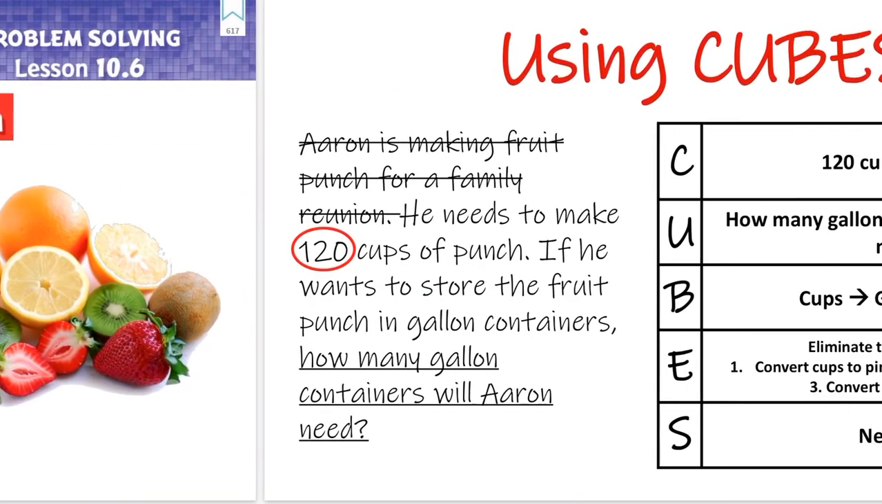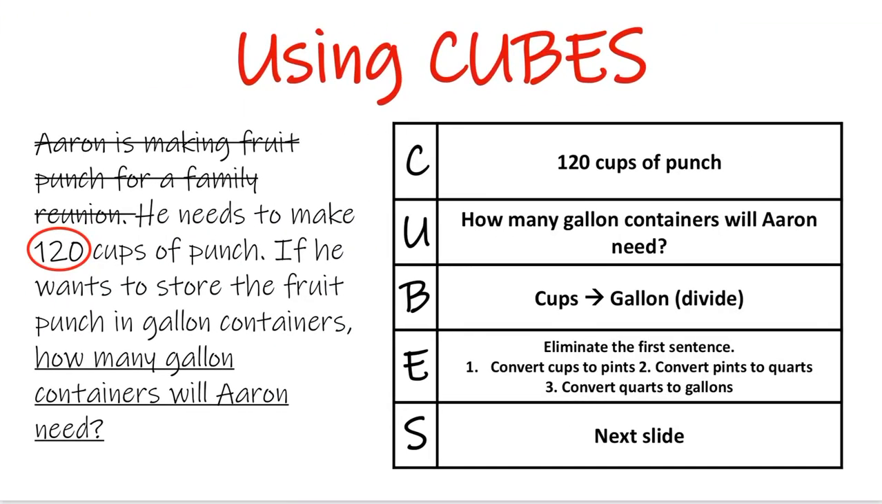Now, let's use CUBES. All right. So we're going to be circling 120 cups. Now, you can circle, it doesn't say 1 gallon containers, and so you would put circle to 1. But the most important part is 120 cups. That's a lot of cups of punch. If he wants to store the fruit punch in gallon containers, the question is how many gallon containers will Aaron need? So that's what we would underline.